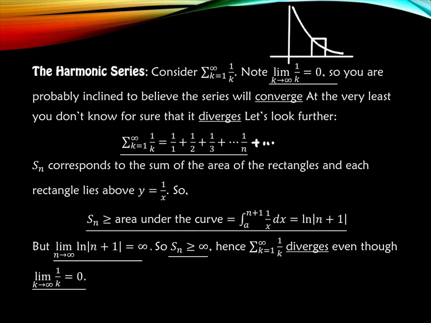Okay. This is counterintuitive. The sequence goes to 0, right? It does. The sequence of 1 over k goes to 0. The graph looks something like the one up there, right? That's the graph of it. It goes to 0, no question. But the area under that curve is infinite.